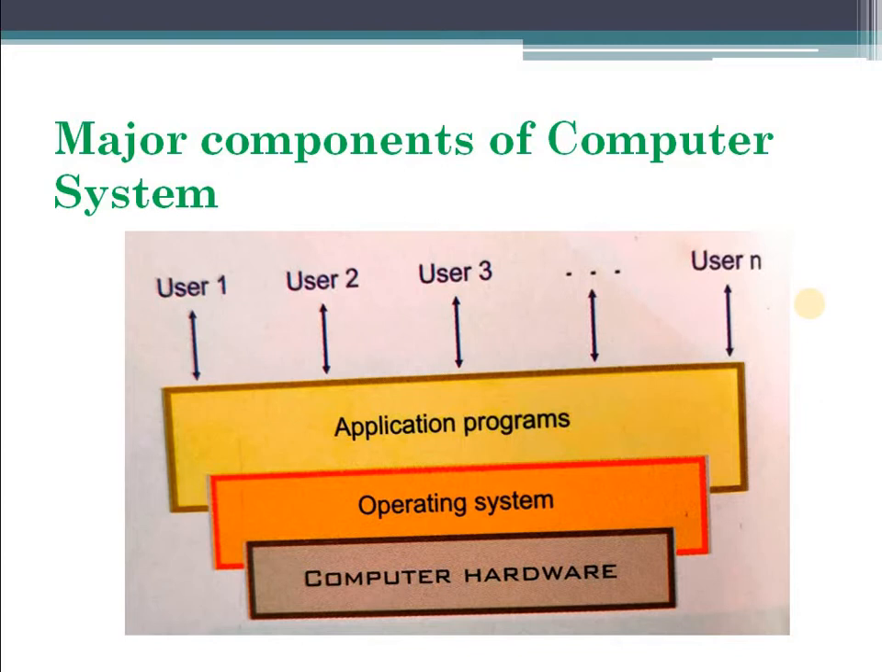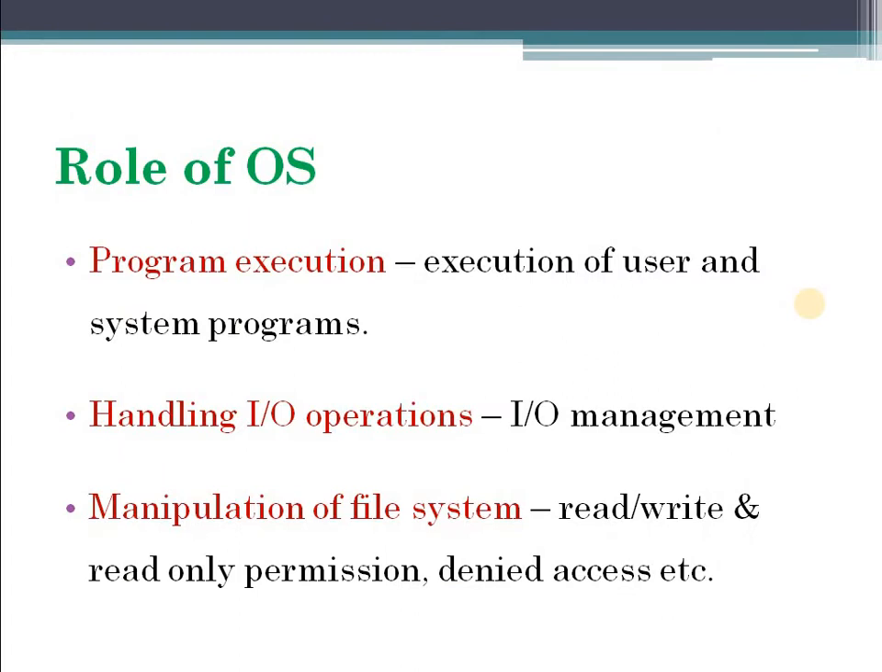So all these four parts make the computer system. The user is there to use the whole computer system. Computer hardware means the basic hardware resources. The operating system is there to give the interface, and the application program interacts with the hardware with the help of the operating system. Okay. Now, the role of the operating system.